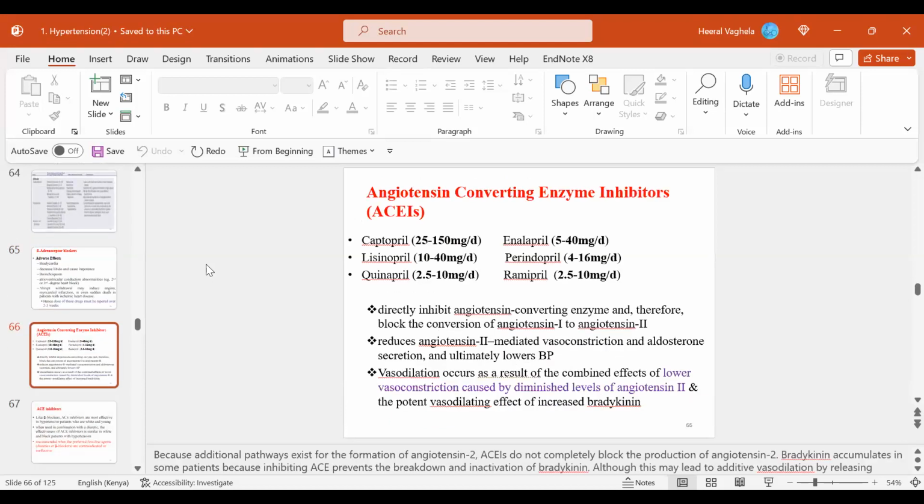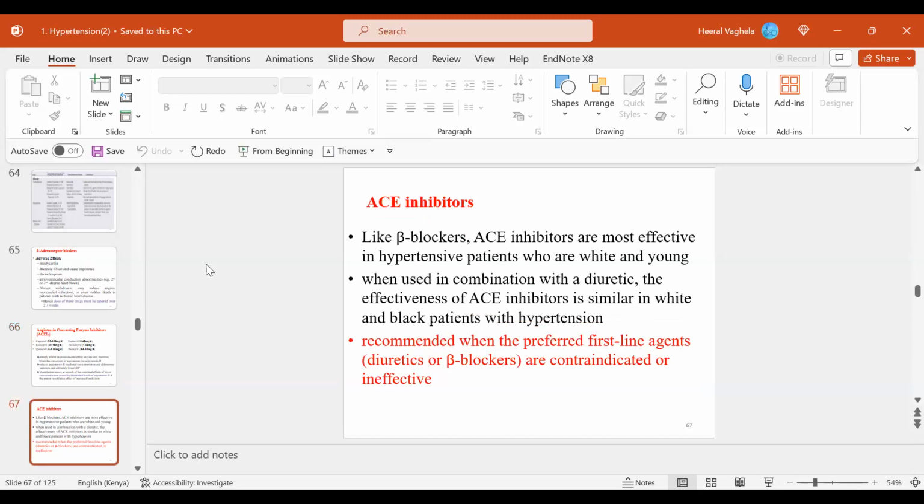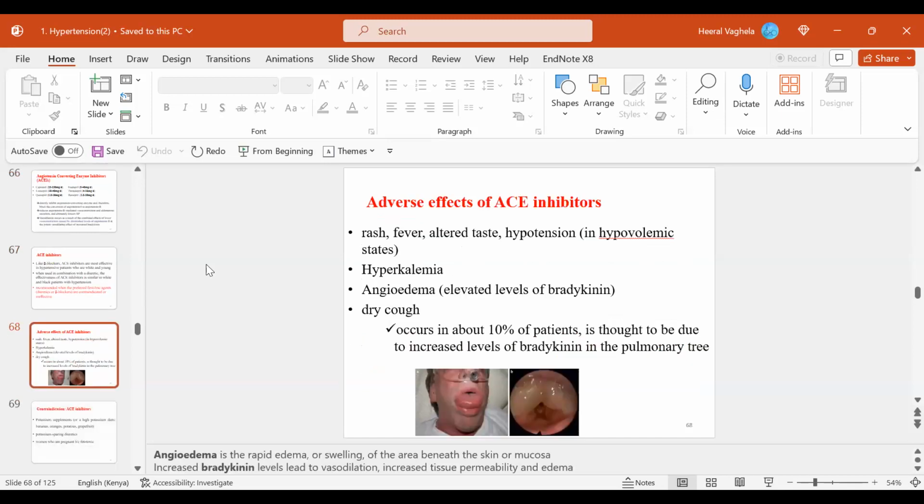The next one are the ACE inhibitors. What ACE inhibitors do is that they inhibit angiotensin converting enzyme, so there is no conversion of angiotensin 1 to angiotensin 2. And one more thing about ACE inhibitors is that they increase bradykinin. So one of the adverse effects is dry cough.